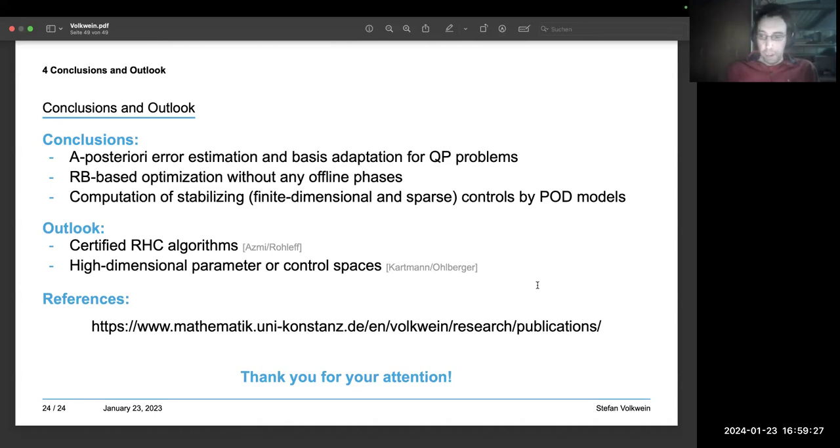And maybe I can ask if you can give us a hint about this second outlook. So what would happen in the second part of the presentation, or what changes would need to be made, if the parameter was not finite dimensional, or let's say the control was even infinite dimensional, so it was a function?